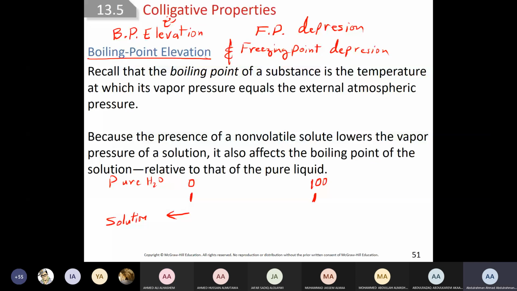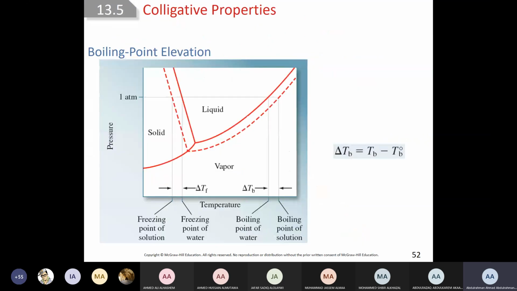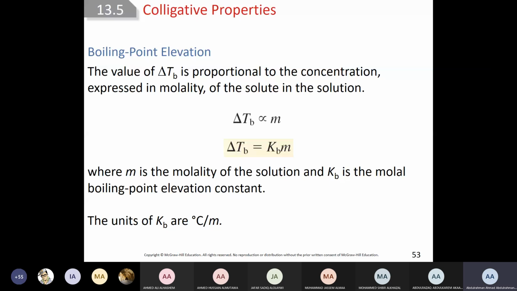What will happen to the boiling point? Depression? No, elevation, boiling point elevation. It will be more than 100. Elevation means increase, and freezing point depression means decrease. So the range will increase, it will be more than from 0 to 100. And this is available in this diagram, and you can see it here.